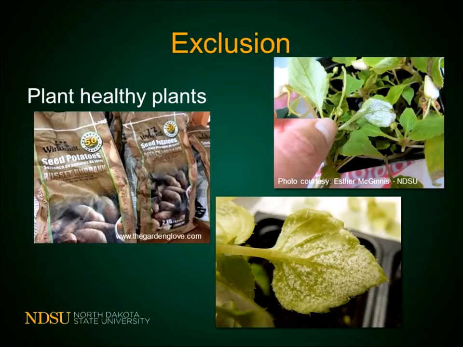So there are a couple examples here. I have bags of potatoes. Potatoes are a really good example of a certified seed program. So it'll say on that bag if those potatoes are disease-free. And when that's there, you know it's safe to plant them and you're not going to be introducing a disease into your garden.